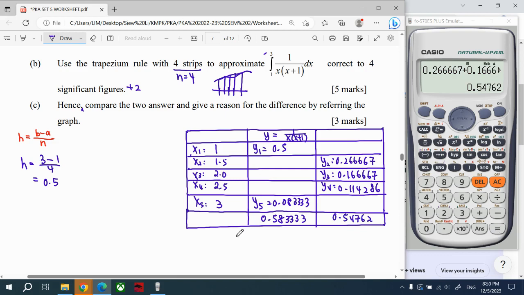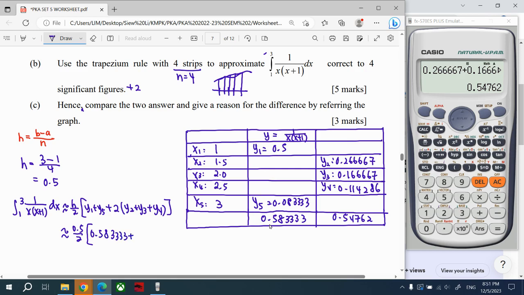So after we complete the table, we plug the information into our trapezoidal rule formula. The formula will start with the integration of our question, which is 1 until 3 for the function 1 over x times x plus 1 dx, with respect to x. Then approximate to h over 2, then the first y1 and y5, then plus 2 times y2, y3, and y4. So plug in the values where our h is 0.5, and the summation of y1 and y5 is this. Then this is our y2, y3, and y4.